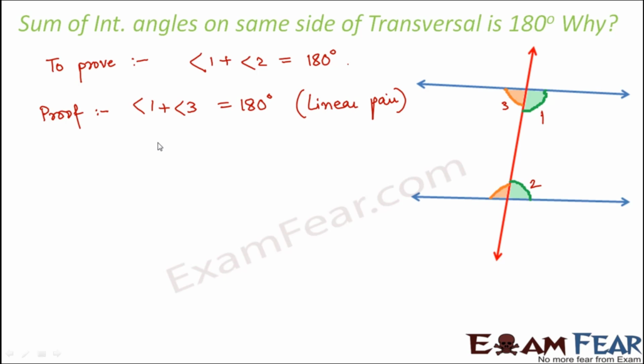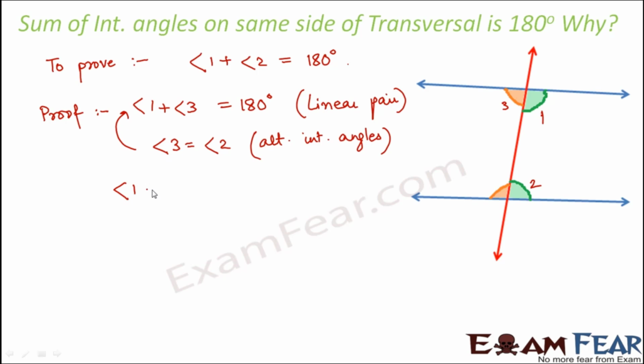We also know that angle 3 is equal to angle 2 because these are alternate interior angles. We know that these two lines are parallel, and alternate interior angles are equal. Therefore, we can substitute the value of angle 3 in this equation.